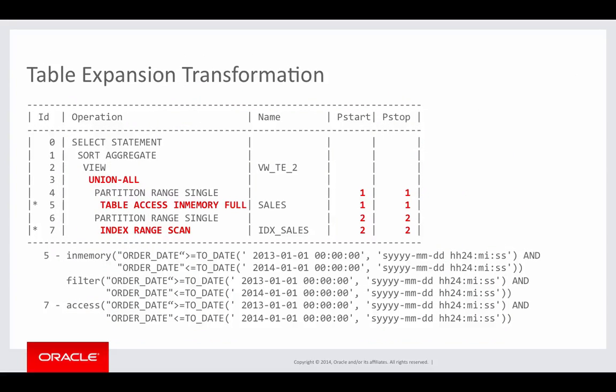Well, actually, the optimizer is going to take the best path for each piece of the data by rewriting the query using an optimization called table expansion. What we're going to do is rewrite the query as a union all with one branch of the union all statement going against the partition in memory, the other branch going against the partition on disk. By creating separate branches in the union all statement, it allows us to access the data in the most efficient way for each set of data. So via table access in memory full for the partition P1 that's in memory, and via the index range scan for partition P2 that's out on disk.